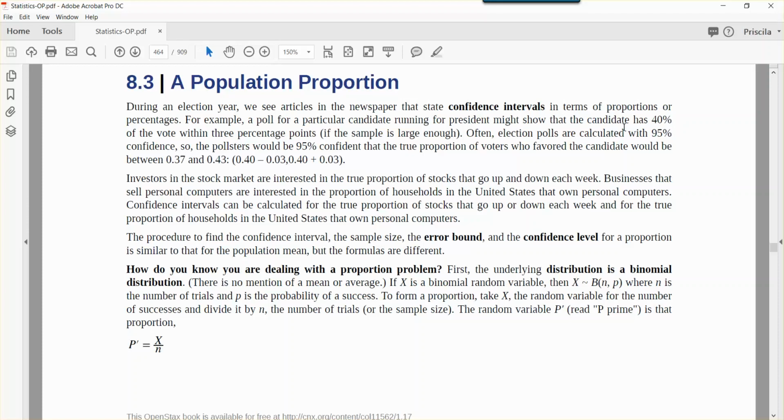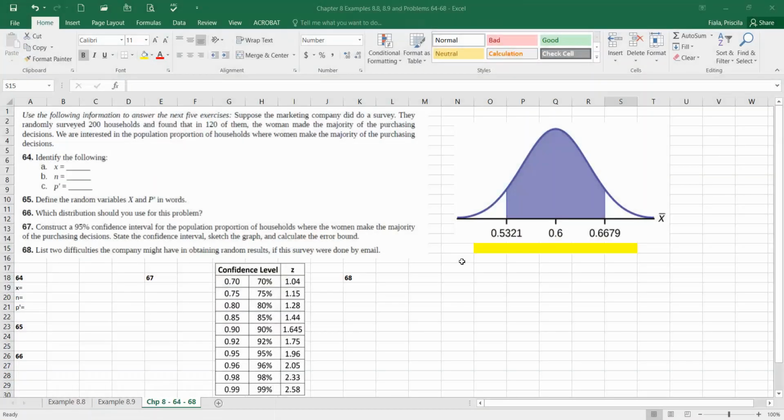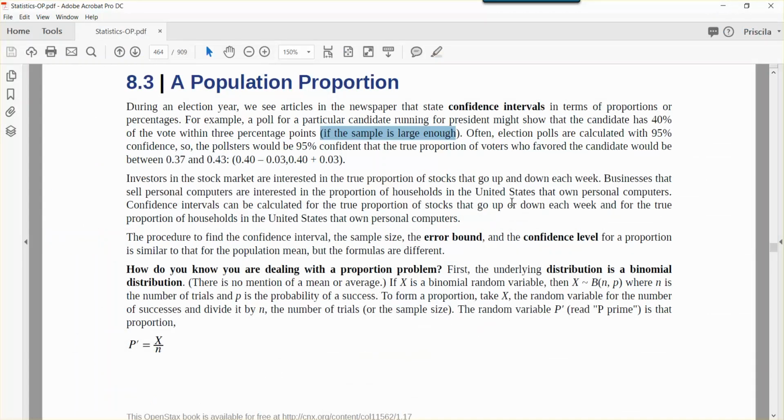Often, election polls are calculated with a 95% confidence. By now, you should be very used to all this. And right here, you could have got a lot of information already. If the sample is large enough, that means a normal Z distribution with a 95% confidence. If you go to the Z table that we have used before, for 95% confidence you're going to find 1.96. So part of your problem would be solved already.